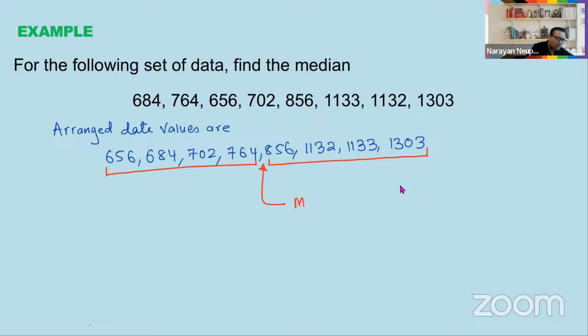Nothing. So what is the median? What you have to do is add these two numbers and divide by 2. You get the number in the middle. So it will be 764 plus 856, and then you divide that by 2, which is 1620 divided by 2. That is 810. So the median is 810. If you don't have anything in the middle, you have to find the average of those two numbers in the middle. 764 and 856, we add them, which is 1620, divide that by 2, 810.